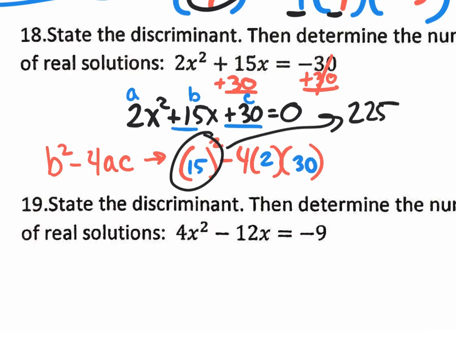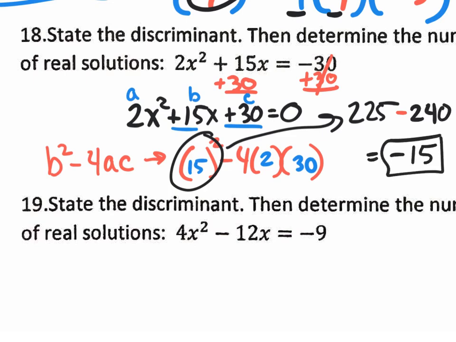And now notice I have minus 4 times 2 times 30. On a calculator, 4 times 2 times 30, hit equal. That's 240. So that would be a minus 240 because it's negative. Minus 240. So we end up with what as the discriminant? We end up with negative 15. So our discriminant value is negative 15.